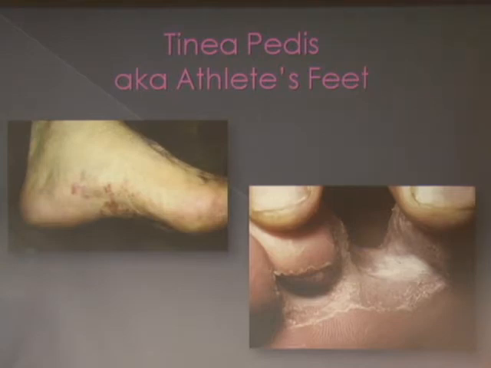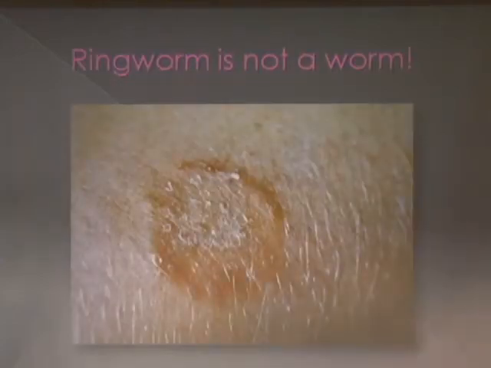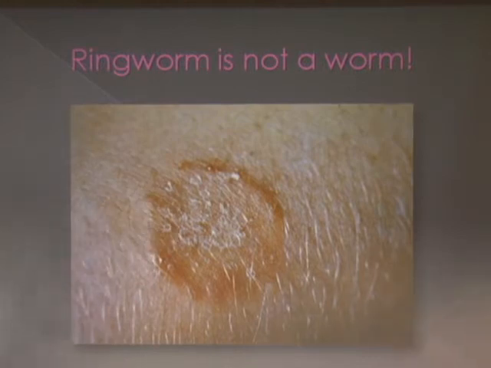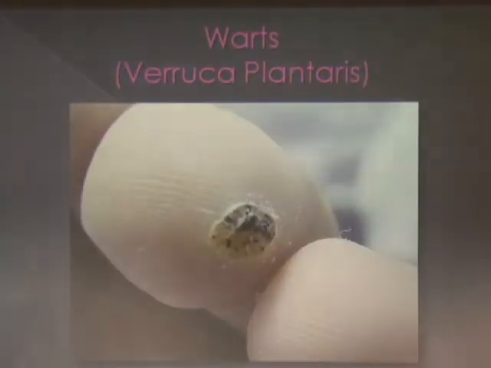Athlete's foot is an infection. It is a fungal infection, and it is contagious. Ringworm. Ringworm is not a worm. Ringworm is actually a condition that exists on the skin. It's usually well circumscribed, and it's also treated with a topical antifungal with a corticosteroid.